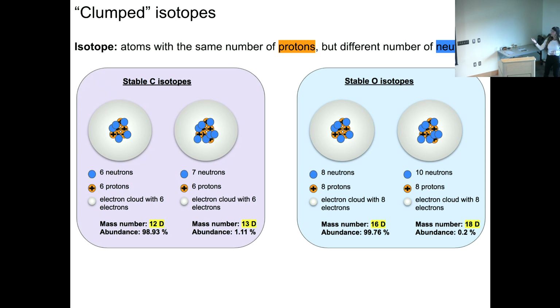So you have the mass 12 carbon isotope, and then the one right next to that is the slightly heavier isotope of carbon that weighs 13 daltons. And then looking at oxygen here on the right, the one on the left weighs 16 daltons, and the one on the right weighs 18 daltons. So those are two of the most common oxygen isotopes.